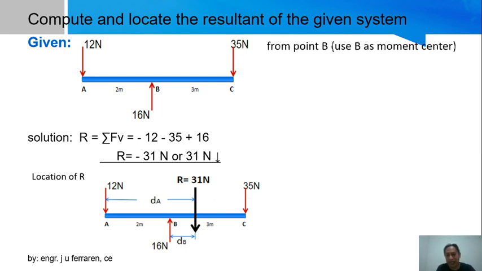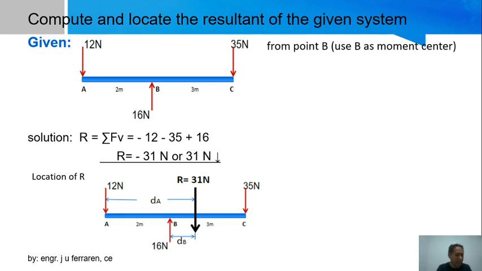Okay? Now, say my reference is point B, so I'll be using B as my moment center. According to Varignon's theorem, what does the theorem say? Varignon's theorem states that the moment created by the resultant is the same as the moment produced by the sum of its components, or the sum of the moments produced by the components of your force.